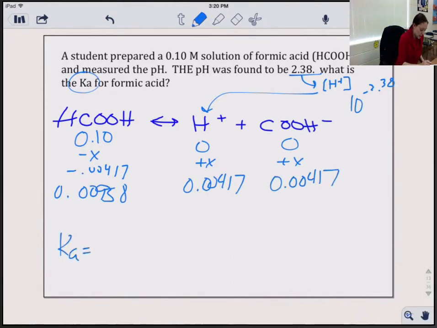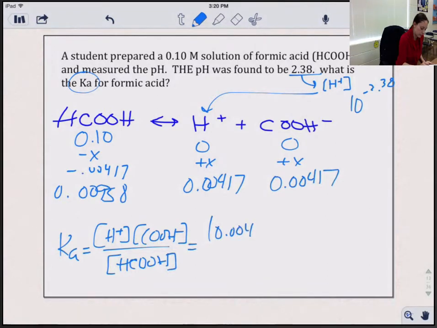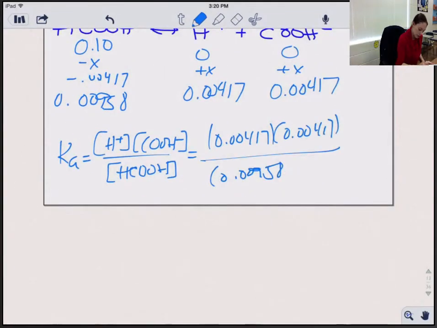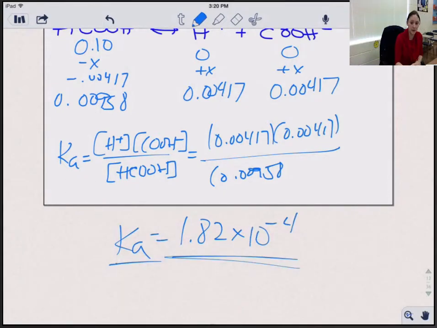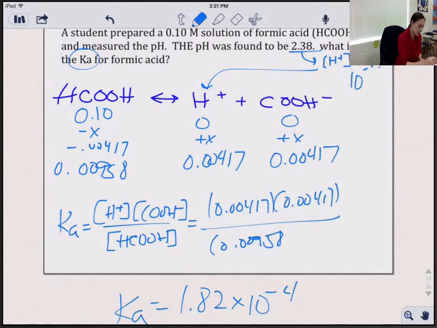All right. And all I do is I plug them in. So I got Ka is products over reactants. It's my H plus and the COO minus on top, and the HCOOH on the bottom. And I plug in my numbers. So I'm going to have 0.00417 times 0.00417 all over 0.00958. And we should get it to be 1.82 times 10 to the negative fourth. And they should be small. If you have a Ka for the acids, they should be small numbers, okay? Because they are weak acids. As this one is a weak one.